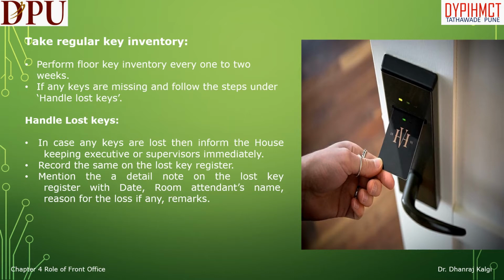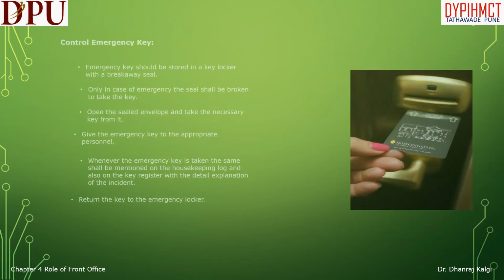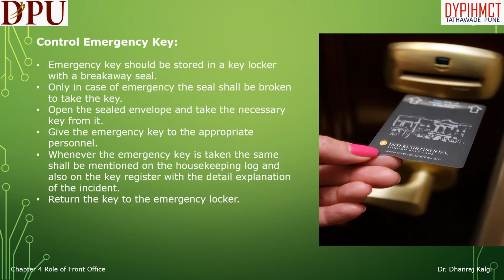In case any keys are lost, then inform the housekeeping executive or supervisors immediately. Record the same on the lost key register. Mention a detailed note on the lost key register with date, room attendant name, and reason for the loss if any. Remarks. Control emergency key. Emergency keys should be stored in a key locker with a breakaway seal. Only in case of emergency the seal shall be broken to take the key.